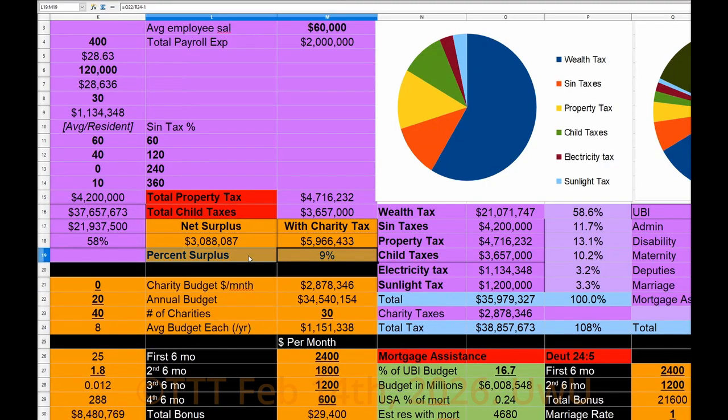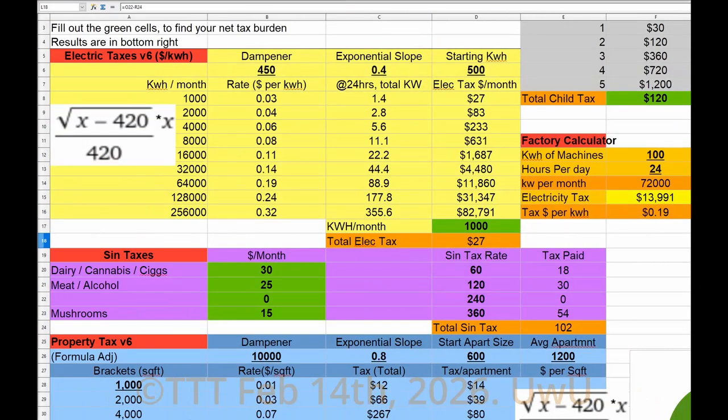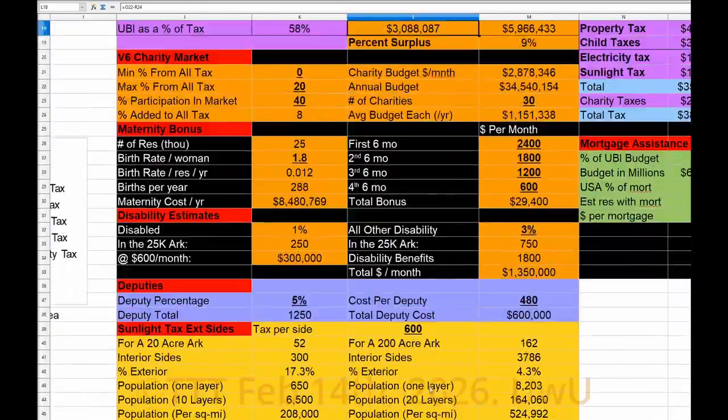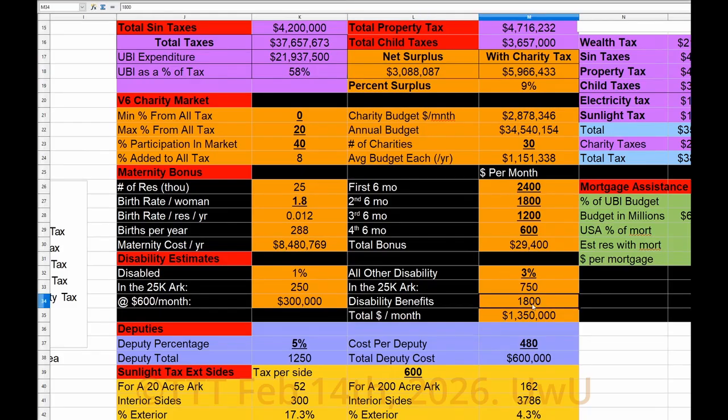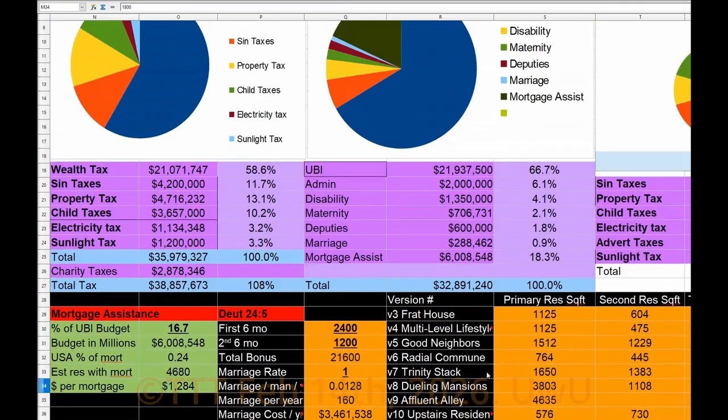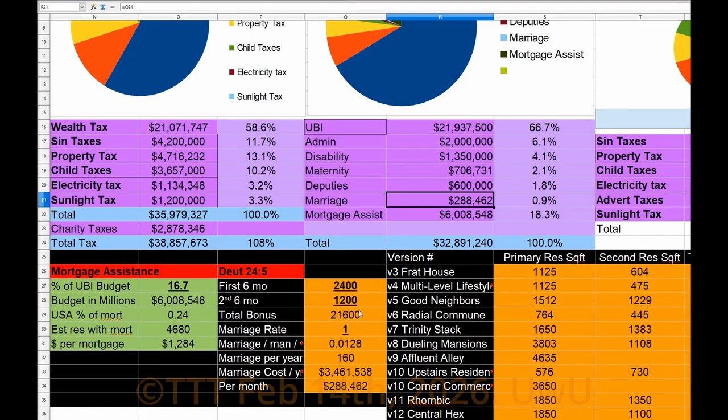9% surplus, $3 million a month. I was thinking of increasing the UBI. I actually have so much money right now that I increased the disability from $1,200 to $1,800. So the disability got a 50% bump. And maybe I'll bump the deputies too, because I have so much money. The maternity is already a lot. Let's see, the maternity, the marriage. I bumped the disability. I could bump the marriage right now. It's already $21,000. It's so crazy.